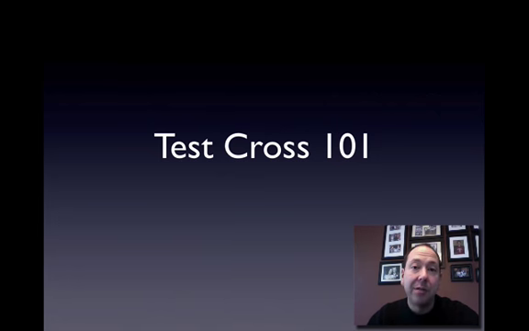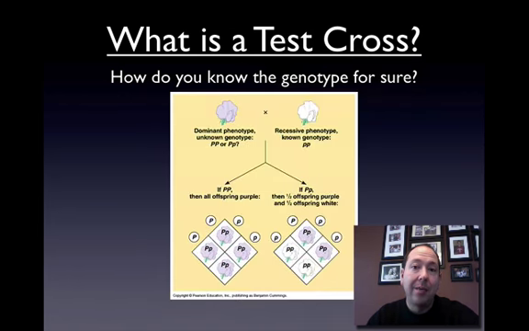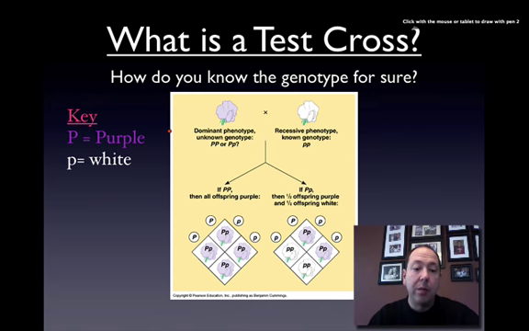A lot of times this comes up in genetics when we're really unsure of what the genotype is of a dominant phenotype. And so when we look at, for example, let's say we have this. In this example here, we have a purple flower. We know here that we will use the key that big P equals purple, little p equals white.